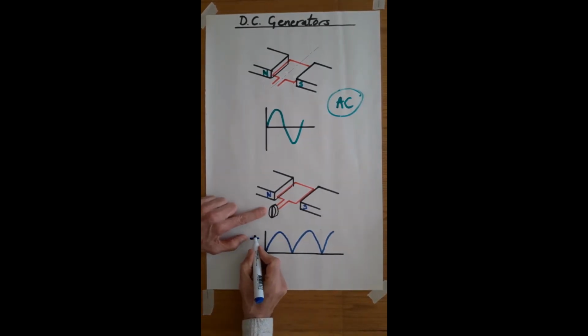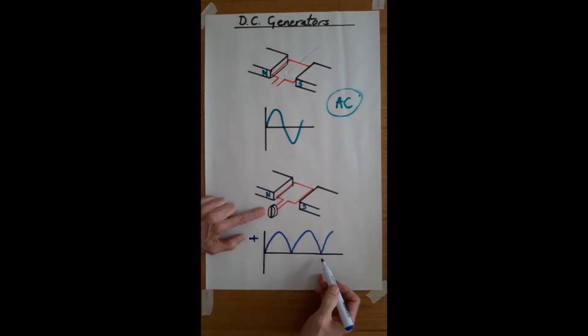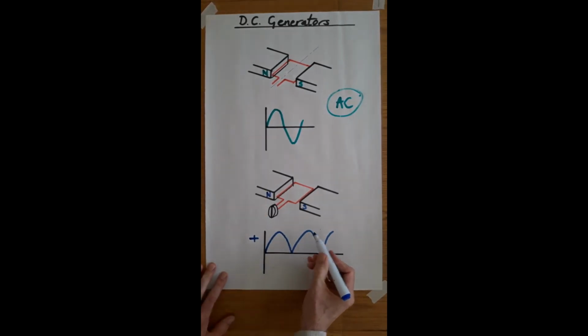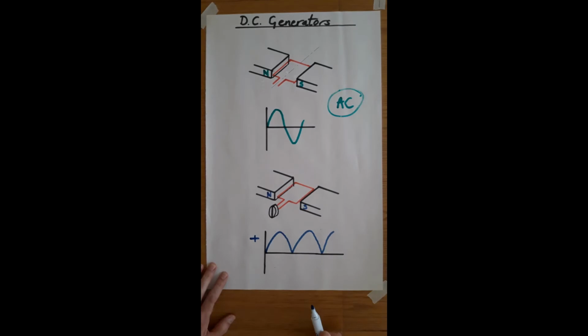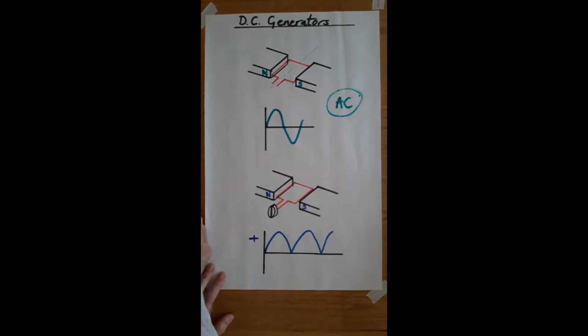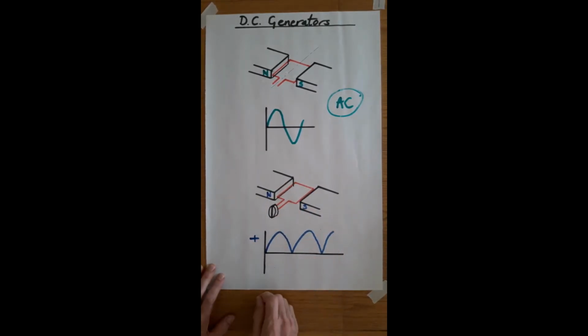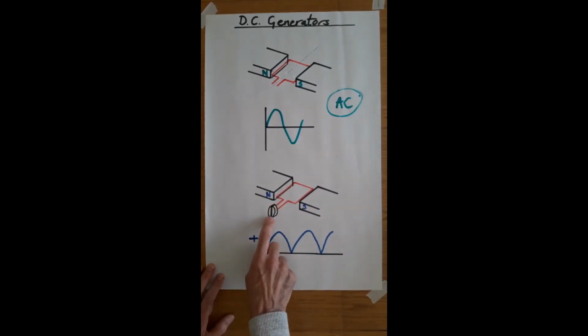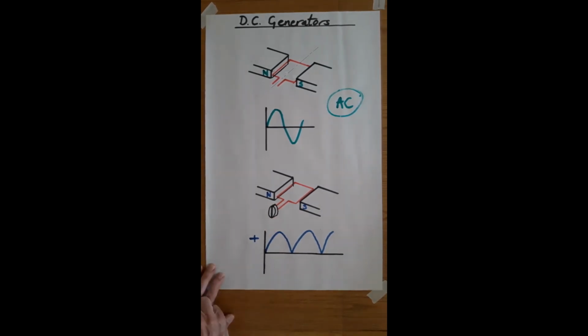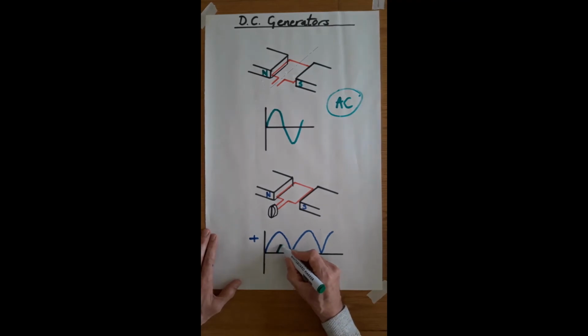So this is all positive. This is DC, but it's not very usable. It's very lumpy. It's not smooth. So this was a single loop generator. If we were to add one more loop, that would mean having 4 segments on the commutator now. Then that new loop would produce this.